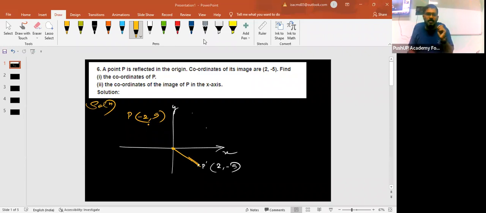Now, find the coordinates of the image of P in the x-axis. So where is your point P lying as of now? It's over here. Now, what happens if point P gets reflected in the x-axis? From the second quadrant, it goes to the third quadrant and reaches over here. Let me name it P double dash. In the third quadrant, both x and y are negative. So it becomes minus 2 comma minus 5. Easy. Is that clear?